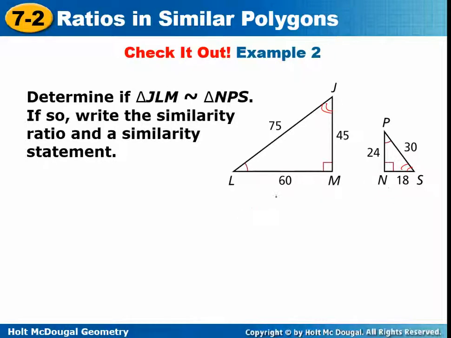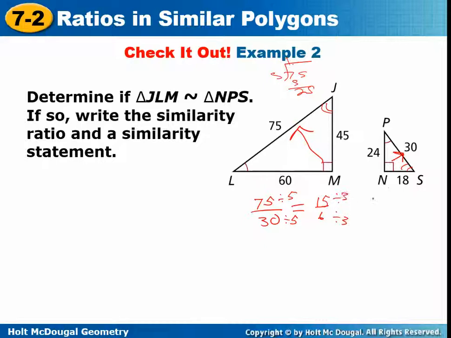Now we have to do the similarity ratio. Now make sure you do corresponding sides. I always like to start with the hypotenuse. So I'm going to do the big triangle to the little triangle, 75 over 30, and I'll simplify that. Let's see, they both can be divided by 5. So that would be 6. 75 divided by 5 is 15. Now I can see, oh, there's something else I could simplify. I could divide both of those by 3.